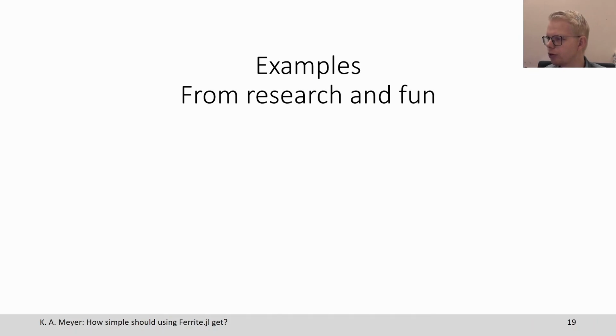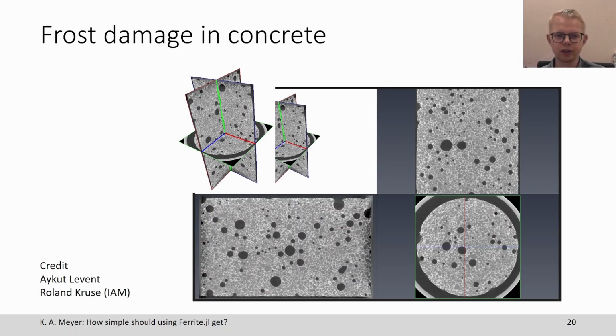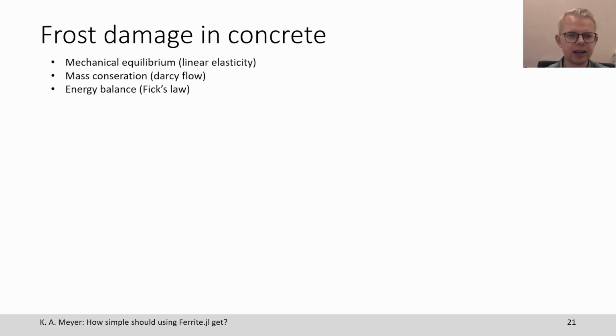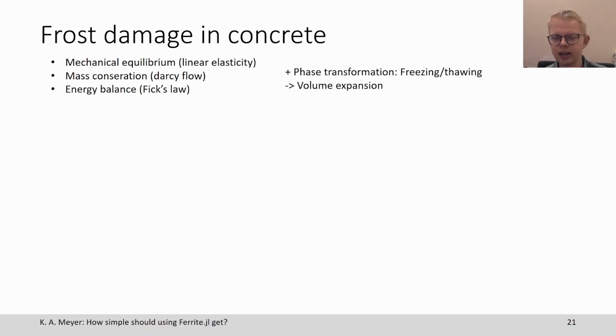So with that, let's get over to a few examples, so to say, for research and for fun. First, one thing that we're working with at our institute is concrete, and specifically frost damaging concrete, where we are interested in what happens when we have a moist concrete and it's filled with water, and this water freezes, and as you know, that will expand, and that can cause fracture. So we're not going to resolve the pores now. We're going to model this as a homogeneous porous media. And what we do is then we have the mechanical equilibrium from linear elasticity, we have mass conservation, and we have the energy balance. And specifically, we add upon this the phase transformation of freezing and thawing, getting volume expansion.